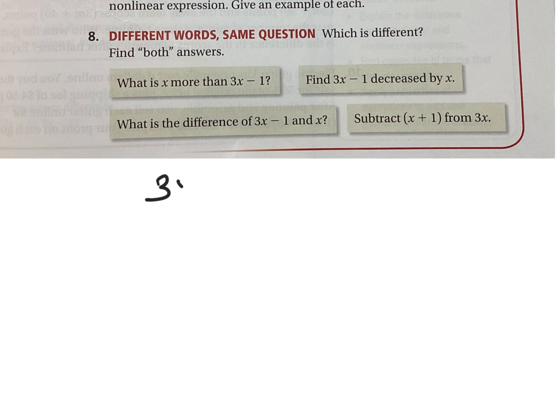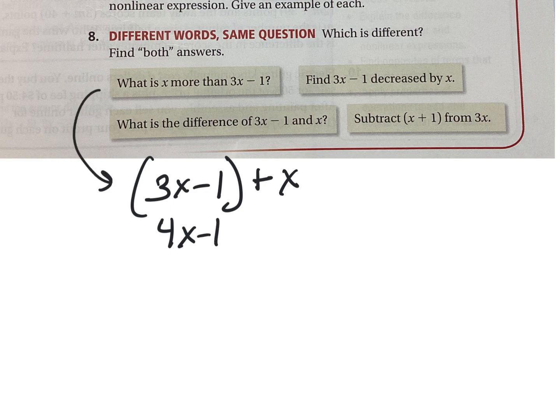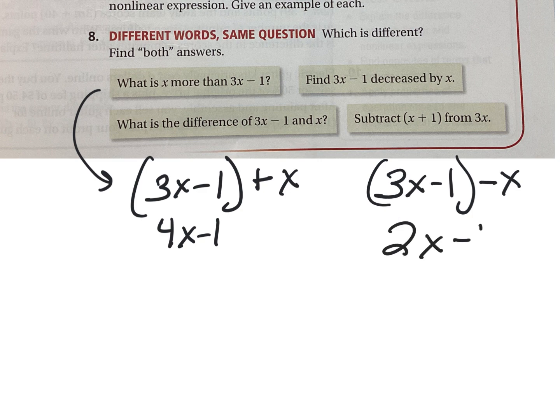So we have 3x minus 1. We want x more, so we're going to add x to that. And when we do that, we get 4x minus 1. That goes to here. Now, find 3x minus 1 decreased by x. We're going to take away x on this one. We're decreasing it by x. So 3x minus x is 2x minus 1. All right, that one's right here.